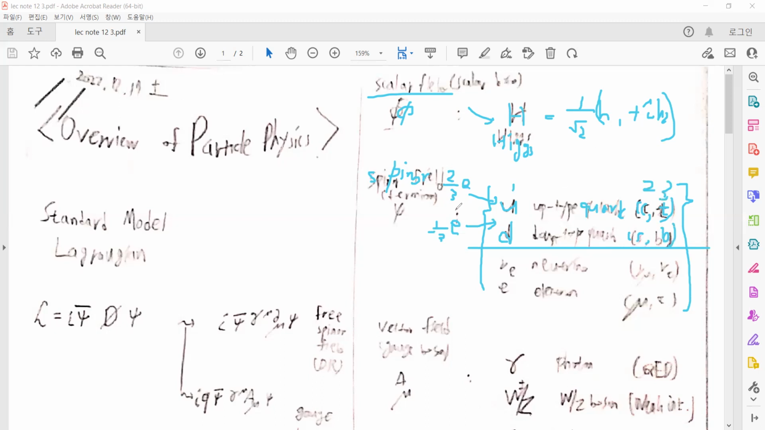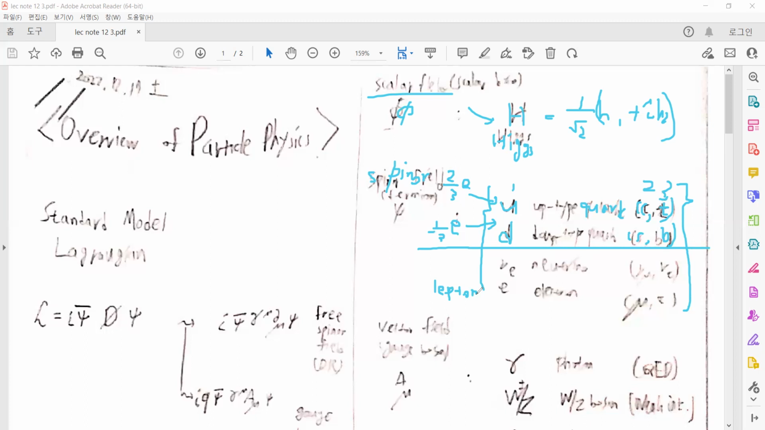There are also other charges besides electric charge, like the hypercharge and the isospin, and the quarks also carry charge, the same with the up and down types. The leptons do not have color charge, so they do not interact via the gluons and the strong interaction.